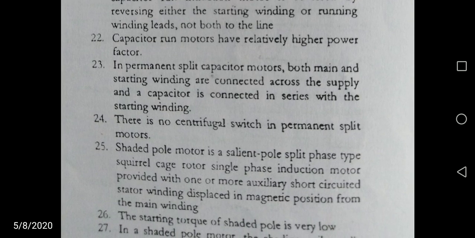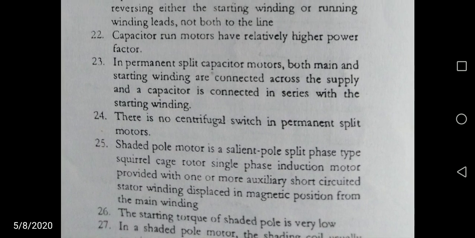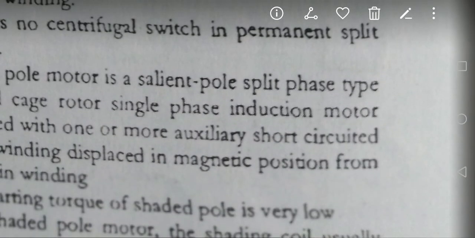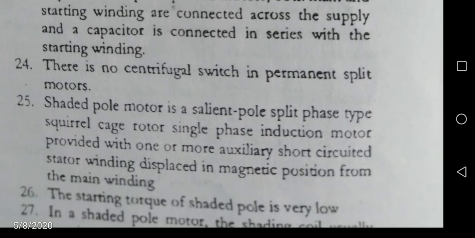A shaded pole motor is a salient pole, split phase type, squirrel cage rotor single phase induction motor provided with one or more auxiliary short circuited windings displaced in magnetic position from the main winding. The starting torque of a shaded pole motor is very low. In a shaded pole motor, the shading coil is usually a copper winding.